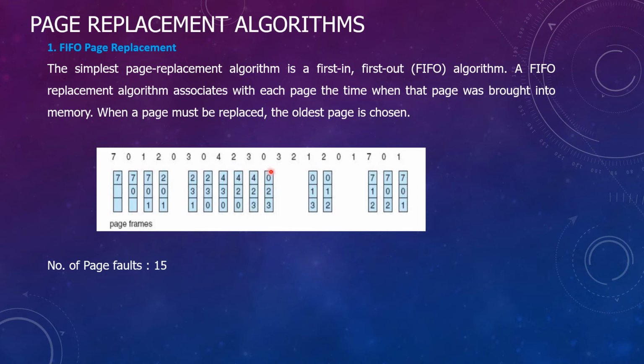Next we have to load page number 0. 0 is not there in the memory. The oldest page among 4, 2, 3 is 4, so we replace 4 with 0.